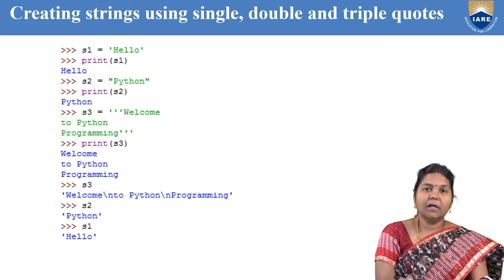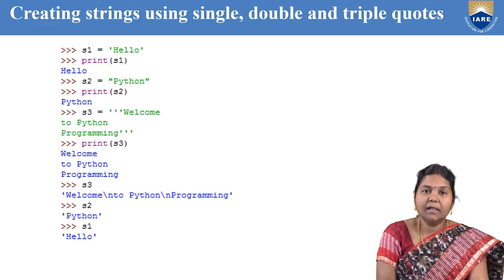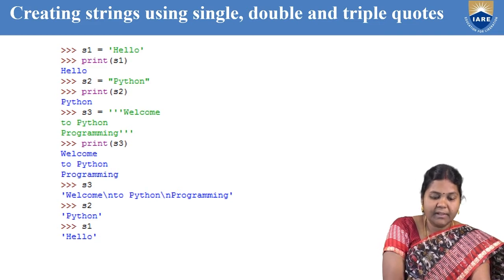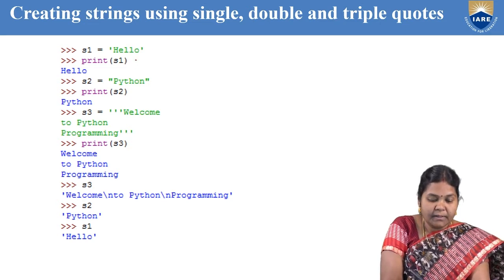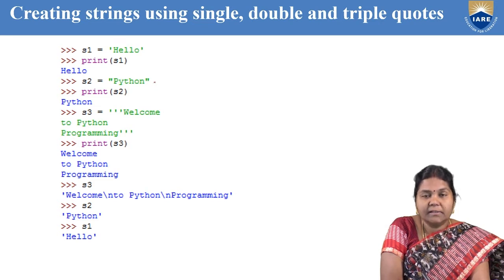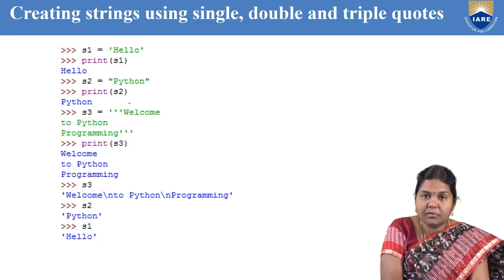Now, let us first see how to create a string using single, double and triple quotes. Some examples. For example, S1 is a string written in single quotes, that is hello. So, you can create a string within single quotes. A string is nothing but a group of characters enclosed within quotes. Here we have used single quotes and we are printing this string S1. Similarly, in the second example, S2 is a string written in double quotes, that is Python. This is also a valid way of creating a string.